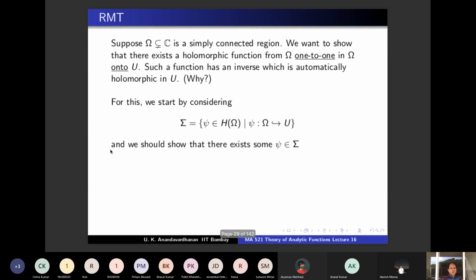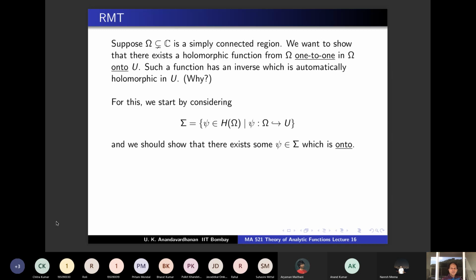And we should show that there exists some psi in sigma which is onto. This is what we need to show. So you consider this collection and you have to exhibit an element. You have to show the existence of an element in the sigma which is also onto. Now there is a long-winded way of doing it. As you will see, it's a very beautiful proof. It's not at all obvious how to do such a thing, but we are going to do it.